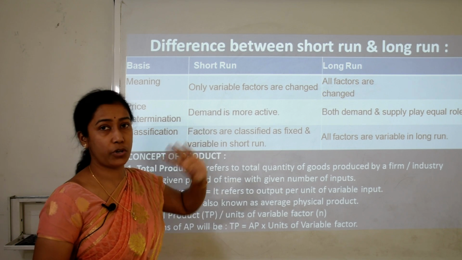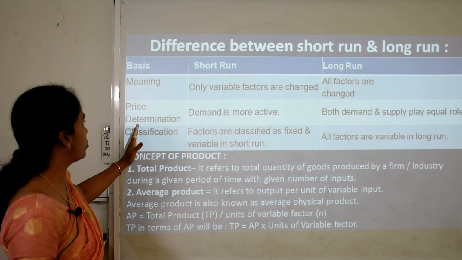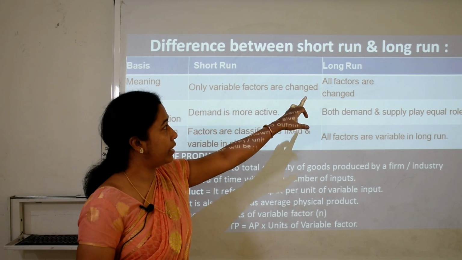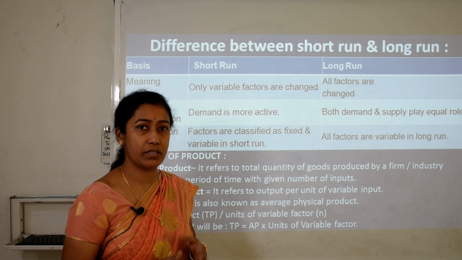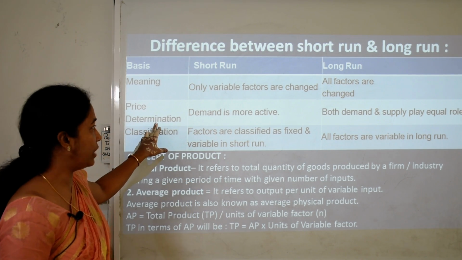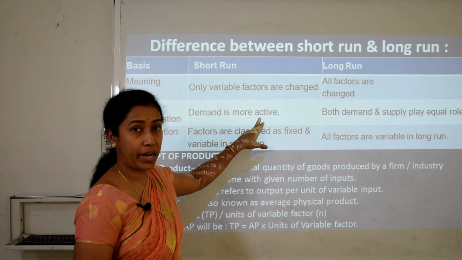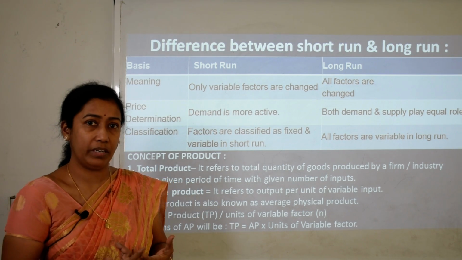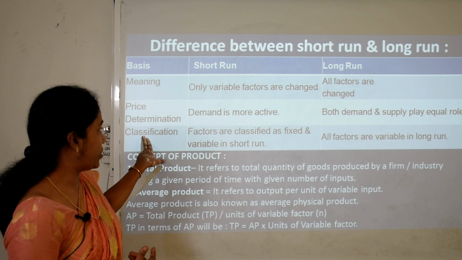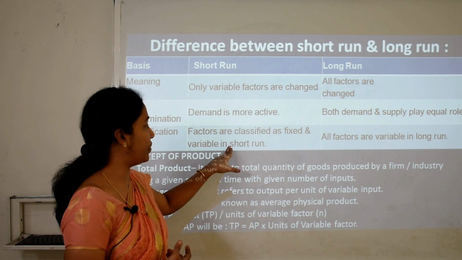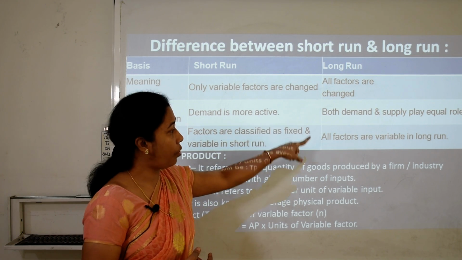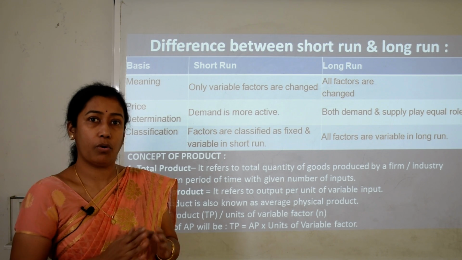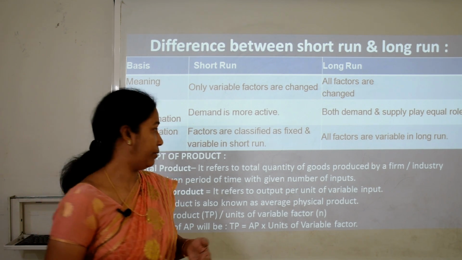Now the differences between short run and long run, these are the bases of difference. First we talk about meaning. Only variable factors are changed in the short run, whereas in the long run all factors are changed, including fixed as well as variable factors. When we talk about price determination, in the short run demand is more active, whereas in the long run both demand and supply play an equal role. Why? Because we can change all the factors altogether. Then classification. In the short run factors are classified as fixed and variable, whereas in the long run all factors are variable. Why? Because we can change fixed as well as variable factors. So all factors remain variable in the long run.